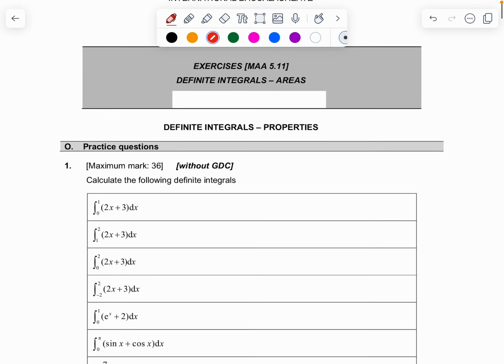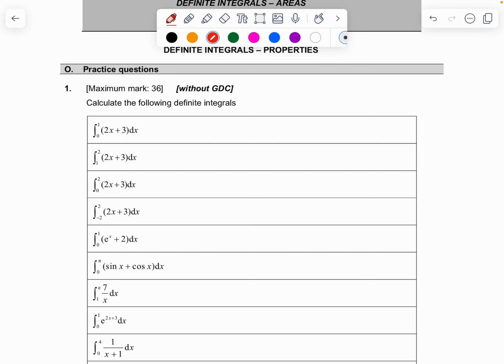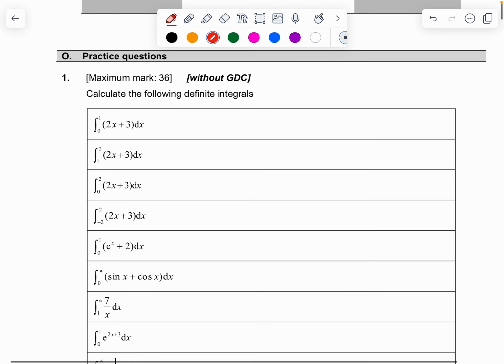Video based upon definite integrals areas. The first question is to find the integral without GDC. So integral of 2x is nothing but what?